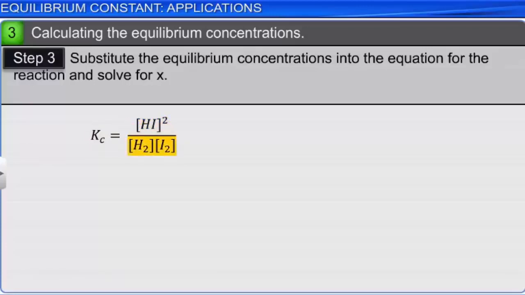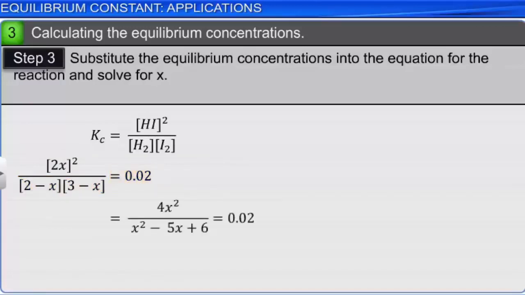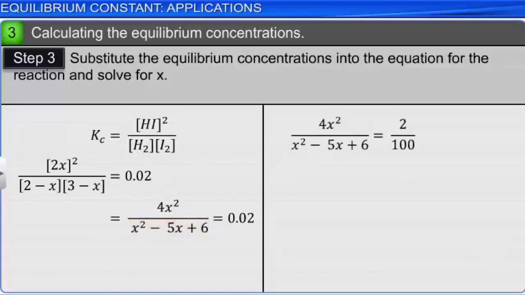On substituting the equilibrium concentrations and the value of the equilibrium constant in the equation, we get 2x² divided by (2 minus x) multiplied by (3 minus x) is equal to 0.02. This is equal to 4x² divided by (x² minus 5x plus 6). This can be written as 4x² divided by (x² minus 5x plus 6) is equal to 2 divided by 100.